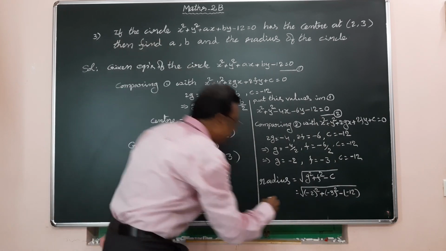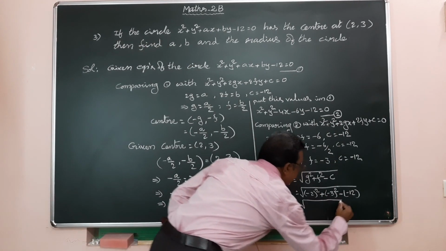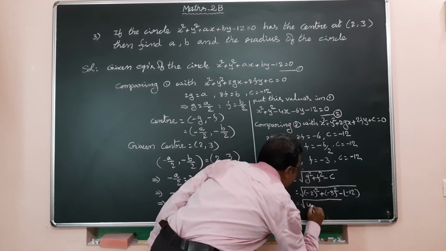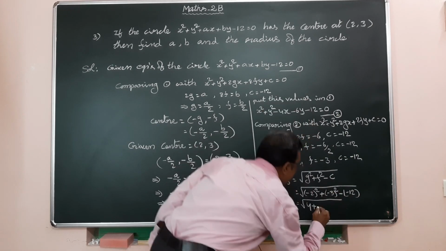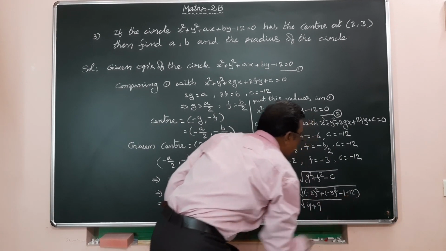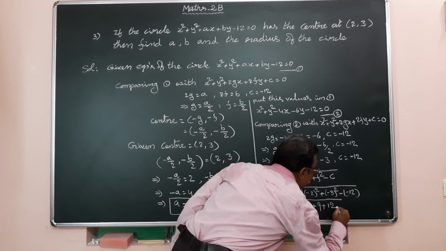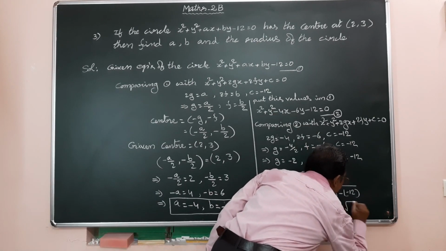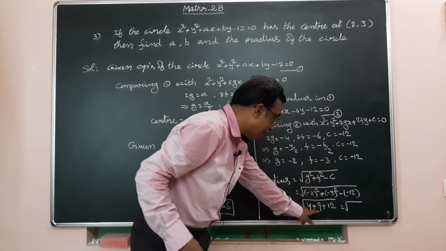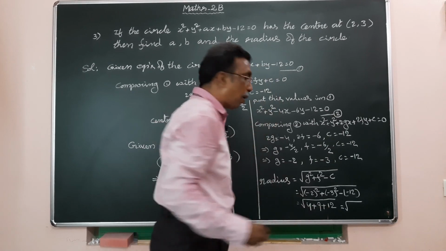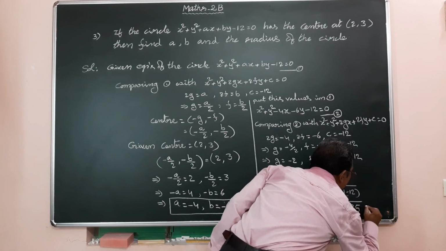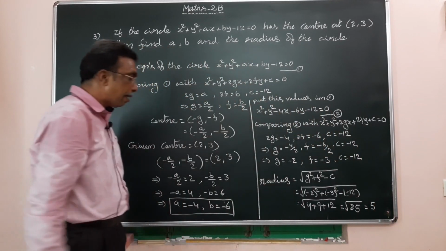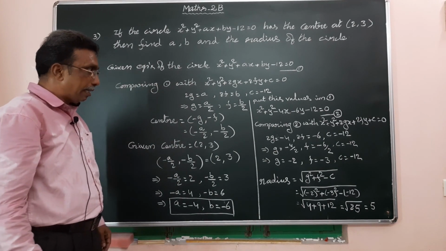That equals square root of (minus 2) whole square, 2 twos are 4, plus (minus 3) whole square, 3 threes are 9, minus into minus plus 12. That equals square root of 4 plus 9, 13, 13 plus 12, 25. What is the root of 25? That value is 5. So the radius is 5.